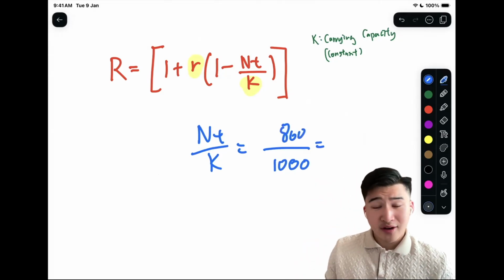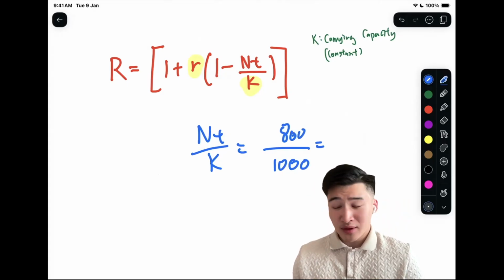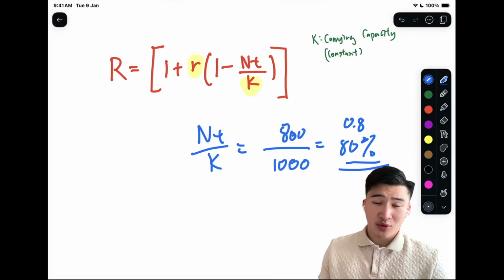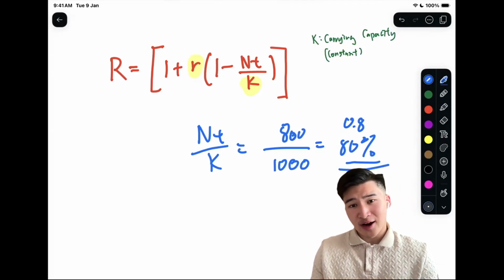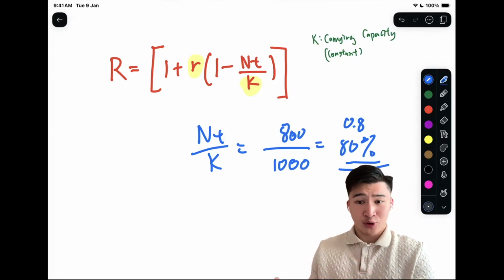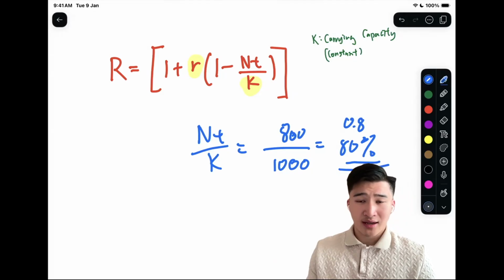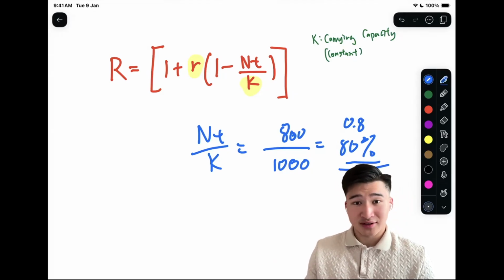So you'll get a fraction, basically 800 divided by 1,000, and you'll actually get 80%. For this percentage, what we can infer is what fraction we have taken off of our carrying capacity. So are we at 80% max? Are we at 20% max? Are we at only 0.5% max, or are we at 100% max?